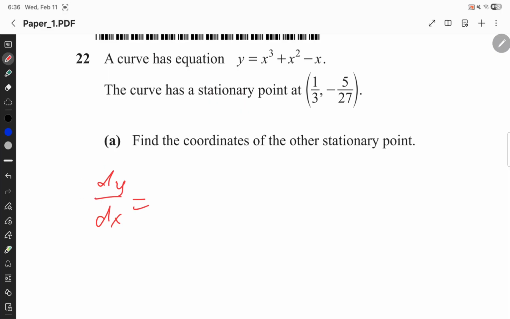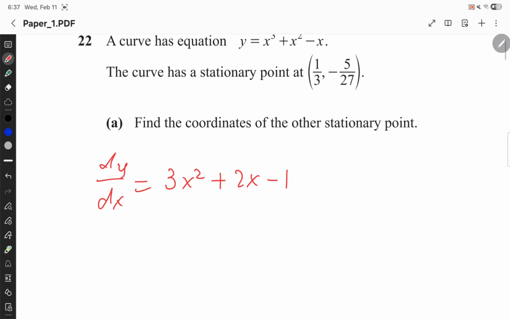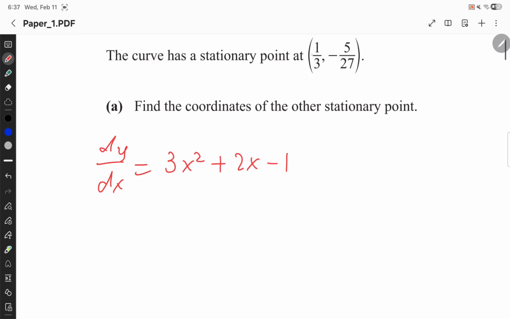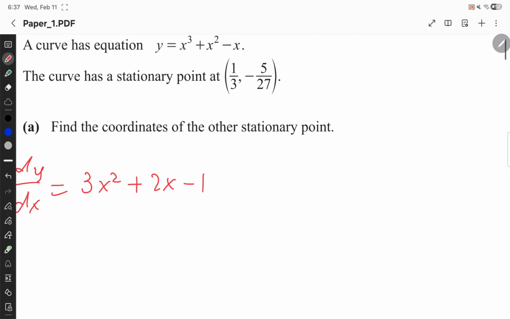I will use the normal methods, you may solve it however you like. So this is 3x squared plus 2x minus 1. Remember we're using the power rule. Everything is explained in my notes, don't worry. We first find this, then we know one of the roots will be at x equals 1 over 3. So that's what we expect to find.